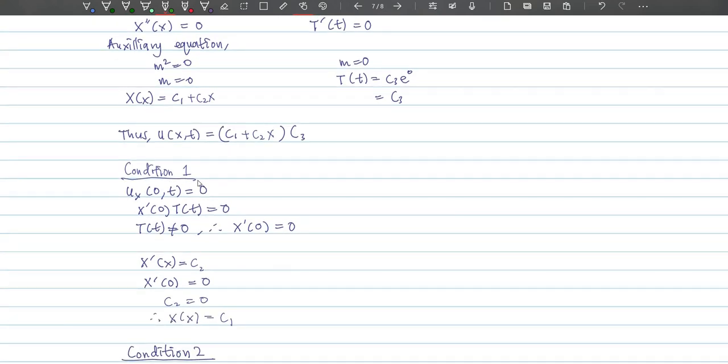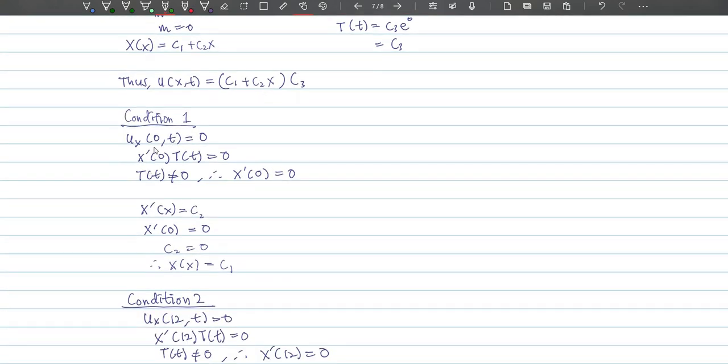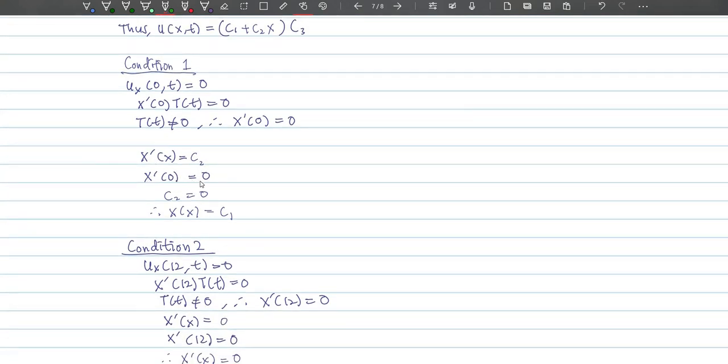Okay, we apply the first condition, which is u_x(0, t) equal to 0. So rewrite everything again. X'(0)T(t) equal to 0. T(t) does not equal to 0, which means X'(0) equal to 0. X(x) here is equal to c1 plus c2 x. So differentiate X here with respect to x. We have X'(x) equal to c2. The first condition is X'(0) equal to 0, which means c2 equal to 0. Therefore, X(x) will be equal to c1 only.